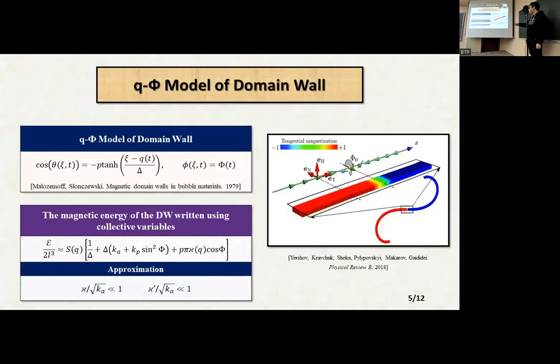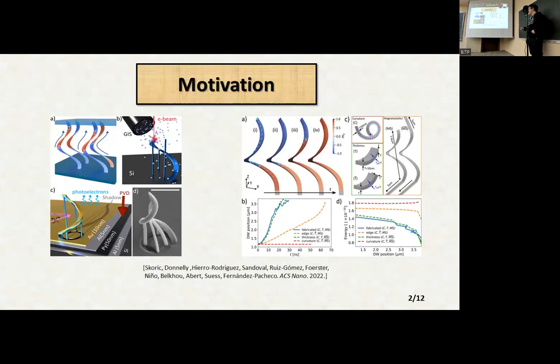Okay, let's return to the first slide. Motivation. First of all, the applications. There are two main directions of applications. First is memory. There are several ways to make memory on curved nanowires. And they are heavily analyzed because they provide high memory density, they are non-volatile, and they are very fast. For example, of such memories, there are racetrack memory where the domain wall changes act as bits of memory.